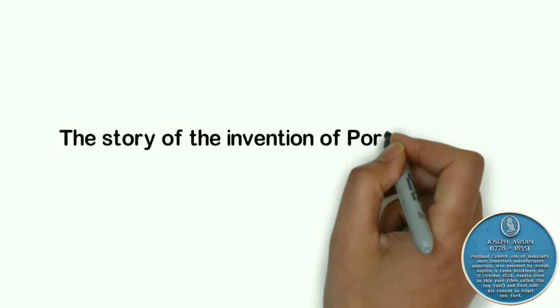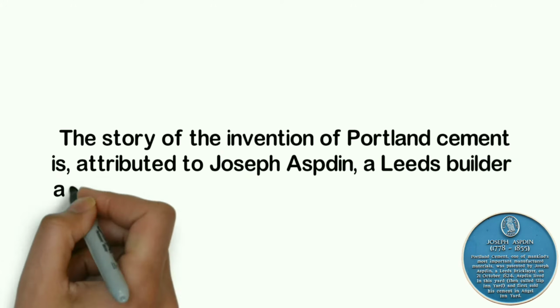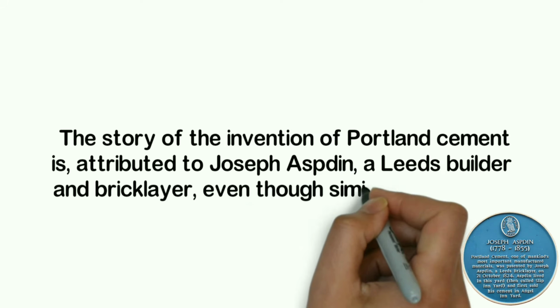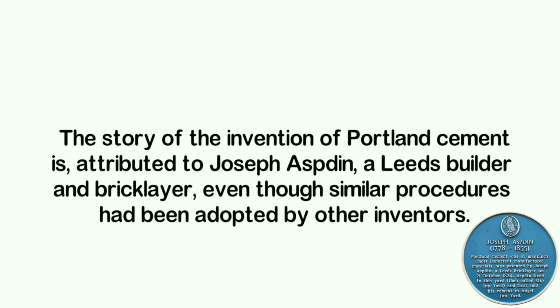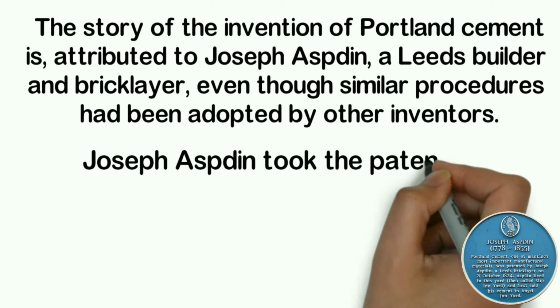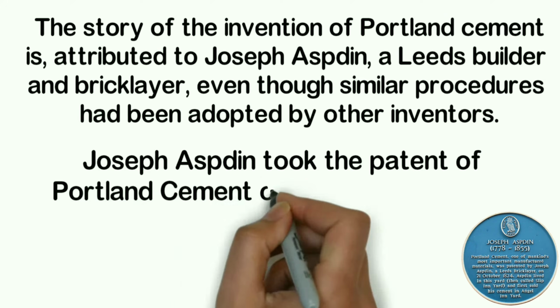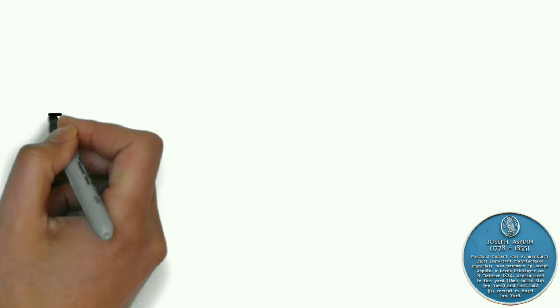If we see the history of cement, the invention of Portland cement is attributed to Joseph Aspdin, a Leeds builder and bricklayer, even though similar procedures had been adopted by other inventors. Joseph Aspdin took the patent of Portland cement on 21st of October 1824.